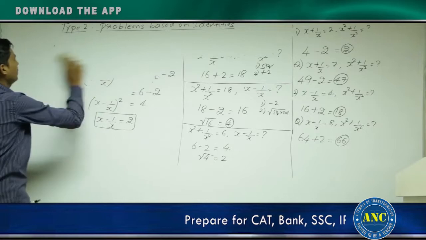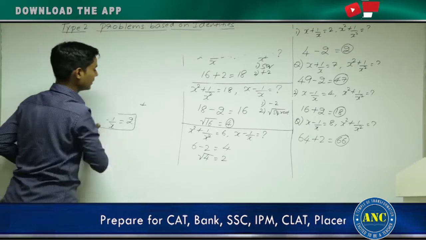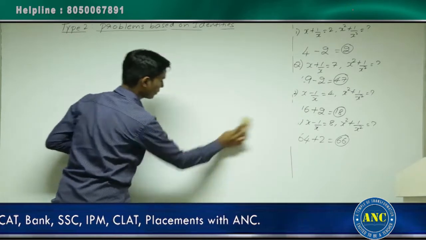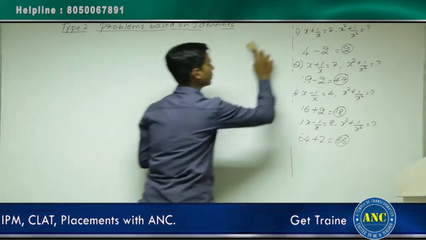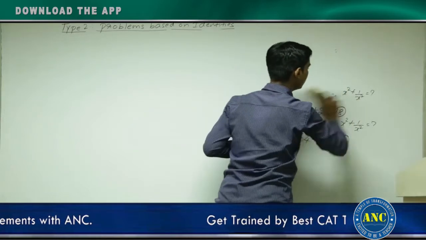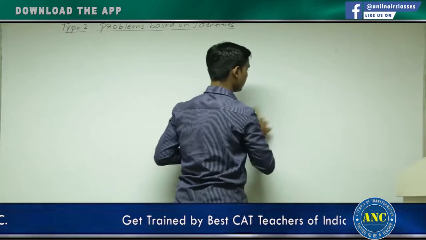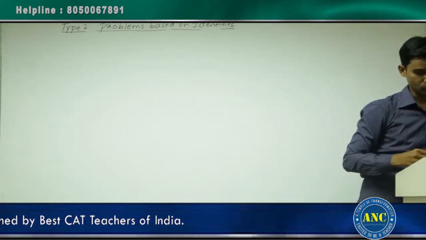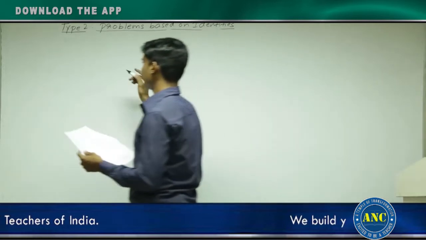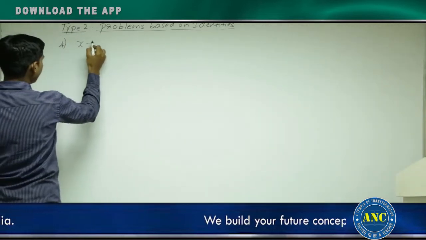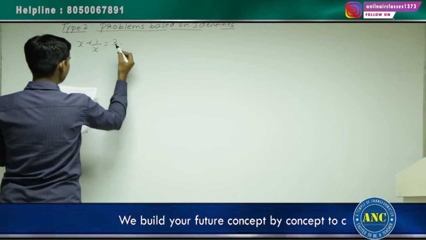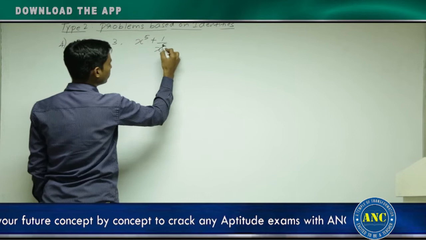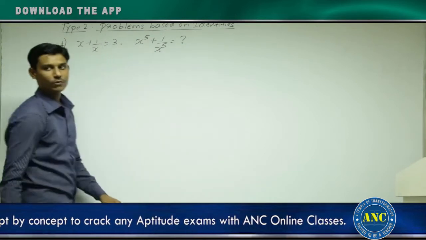Now, please see here. Let us go to a higher level question. Let us increase the level of difficulty. Till now, we only solved questions up to the powers of 2. Please see your question number 4. If x plus 1 by x is equal to 3, you need to find the value of x power 5 plus 1 by x power 5. What is the value of x power 5 plus 1 by x power 5?